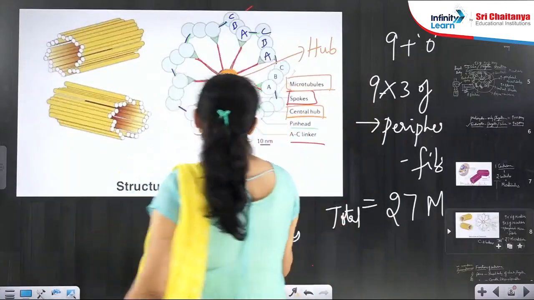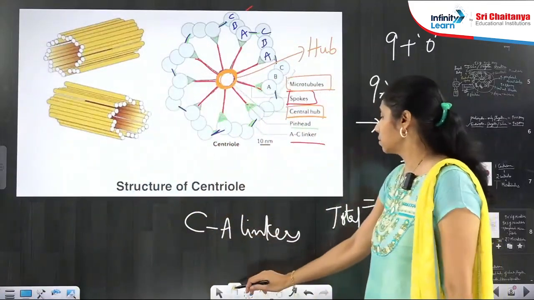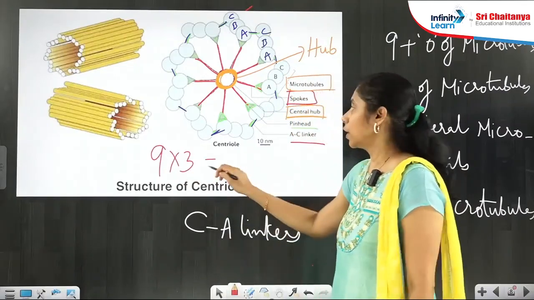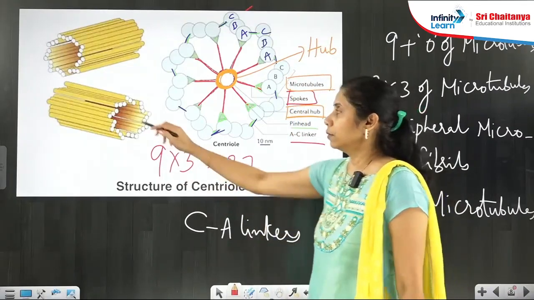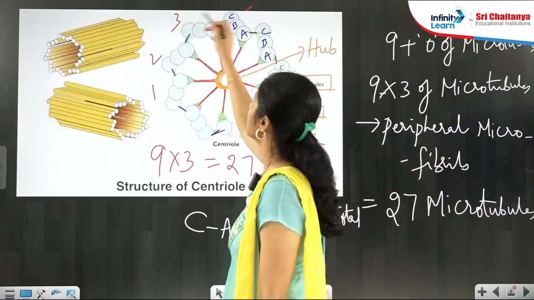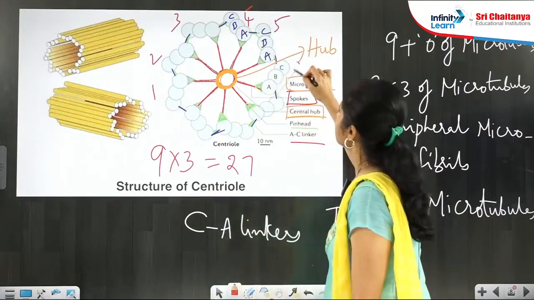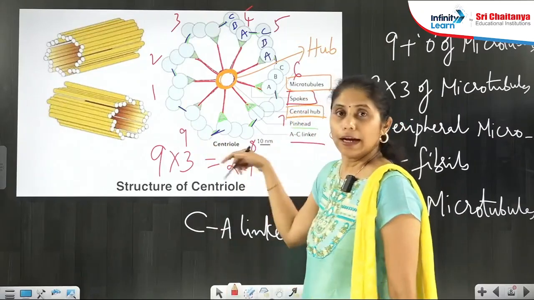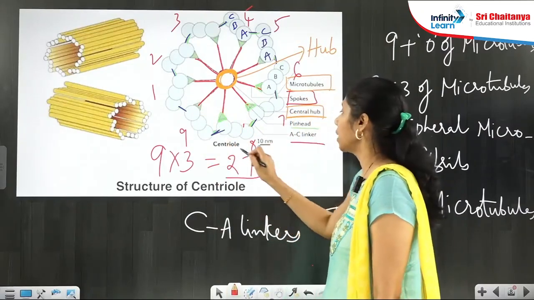So in the centrosome, we have 9 triplets. This is 9 triplets, so it will become 27. These are 9 triplets. You can see this 9: 1, 2, 3, 4, 5, 6, 7, 8, 9. 9 triplets are there, so the total number will become 27.